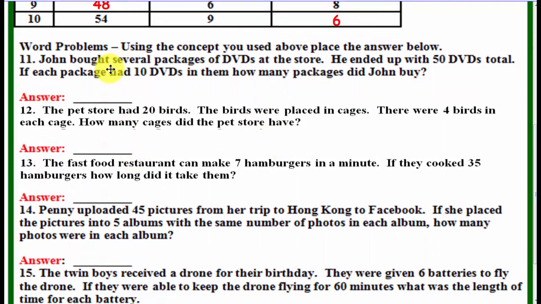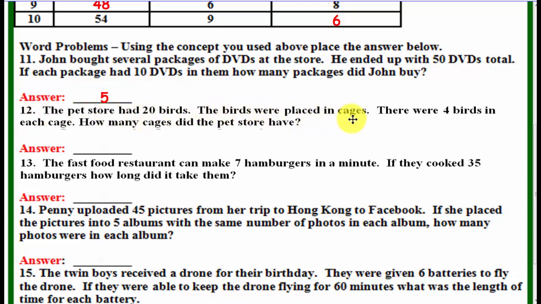Number 11. John bought several packages of DVDs at the store. He ended up with 50 DVDs total. If each package had 10 DVDs in them, how many packages did John buy? Well, your answer here should have been 5, right? Because he has 50, so how many in each package? 5.